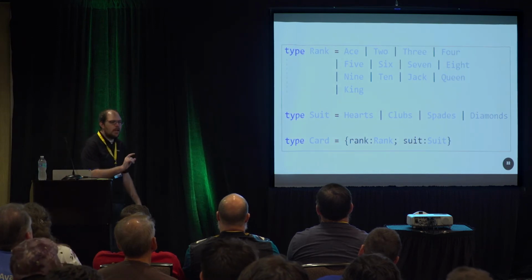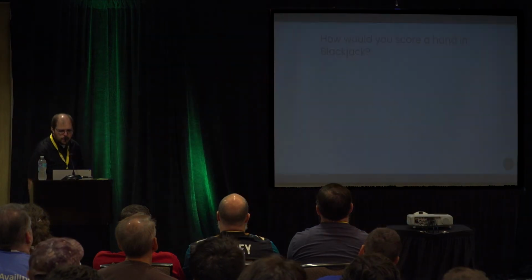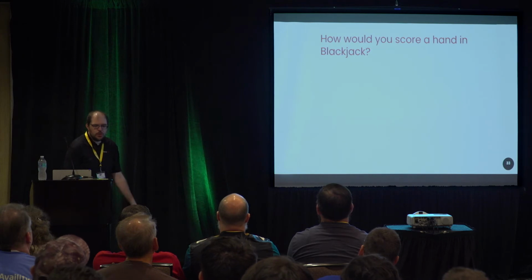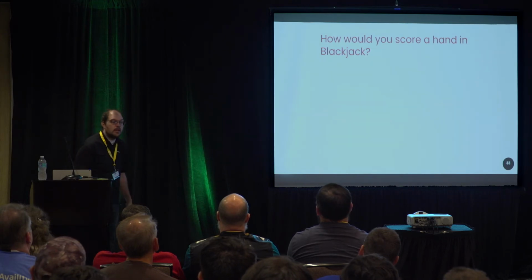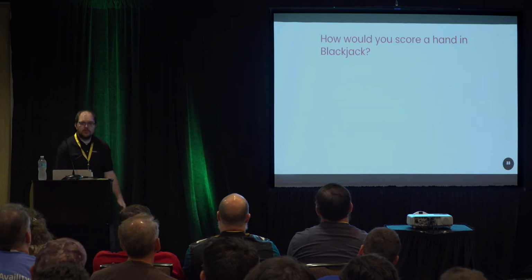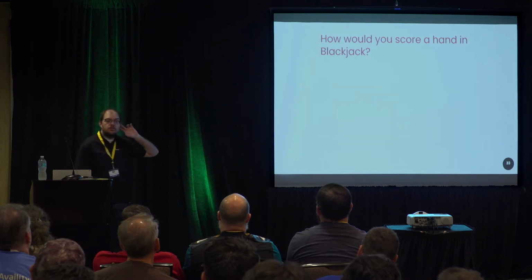Okay. Here's something else I learned in this implementation that was pretty cool. In real life, you have a hand in blackjack. How would you score it? And that's a question to the audience. How would you do that? In real life, no code, you've got a couple of cards in your hand. How would you score it? Addition. All right, I heard addition. So what are you adding?